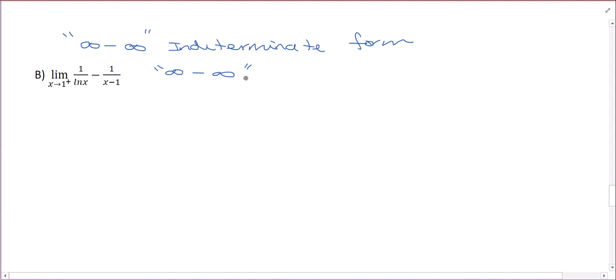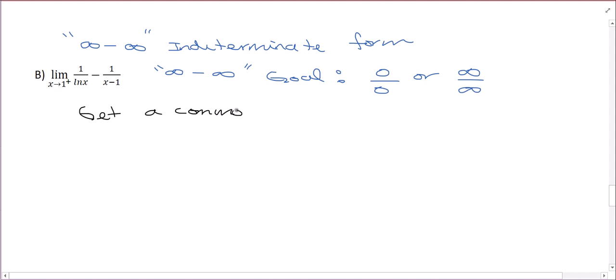And so what is our goal? Our goal is to write it as 0 over 0 or infinity over infinity. So the only way to do that is I need to have a common fraction. So get a common denominator. So I'm going to have the limit as x goes to 1 from the right. And that's because of this one: yes, we have an asymptote for 1 over x minus 1. You have an asymptote at 1, so that's why we're looking at the limit as x goes to 1 from the right. So get a common denominator.